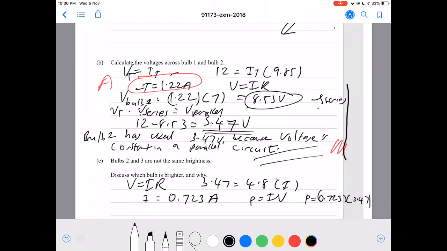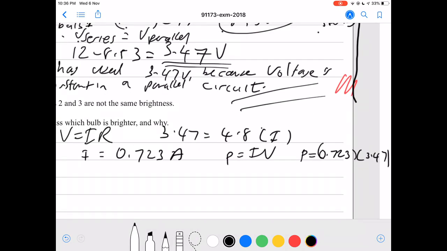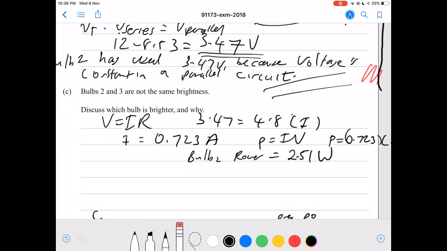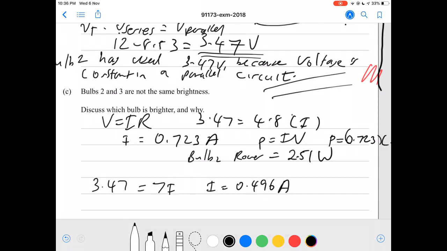And you should get the power of bulb 2 equals 2.51 watts. For bulb 3 we have the same voltage, which is 3.47, but it has a higher resistance, which is 7 ohms. So this time our current will be 0.496 amps, which is less than the current through bulb 2.